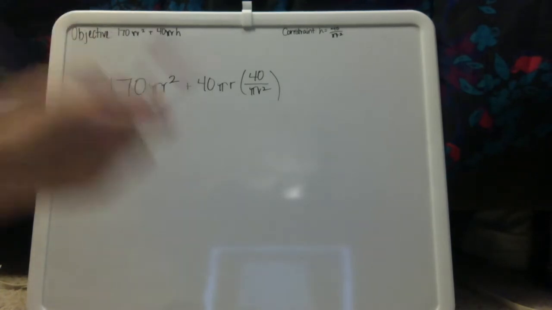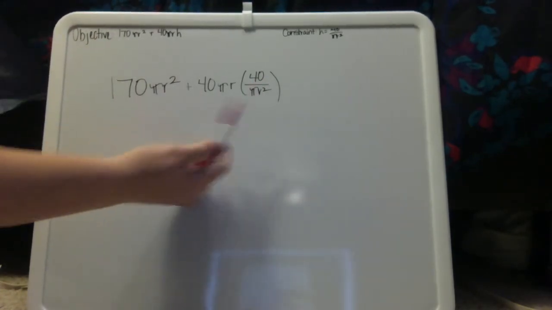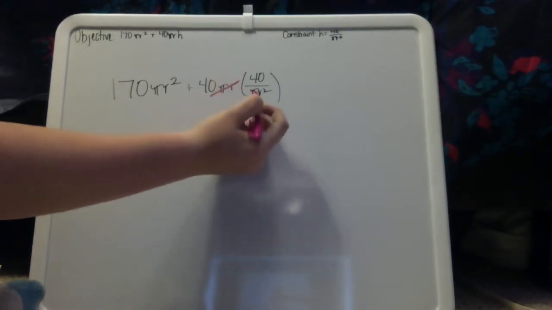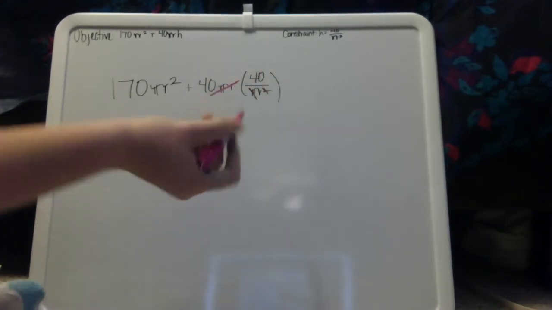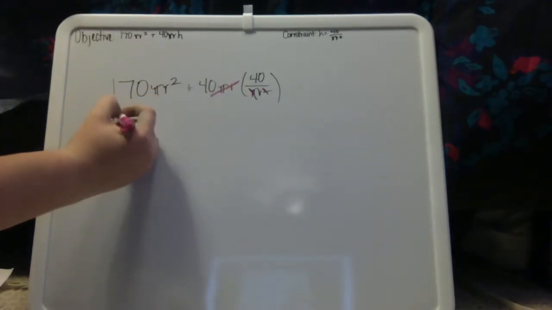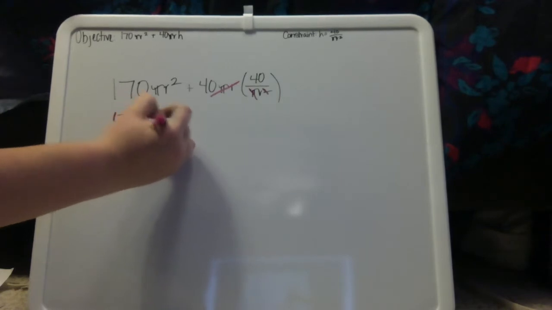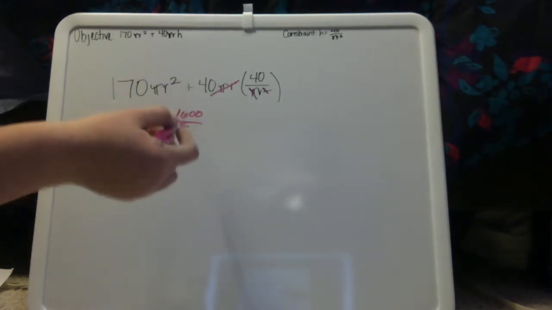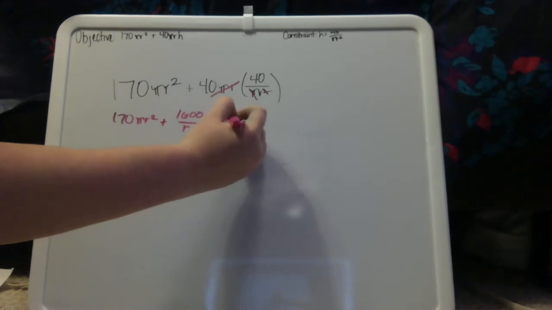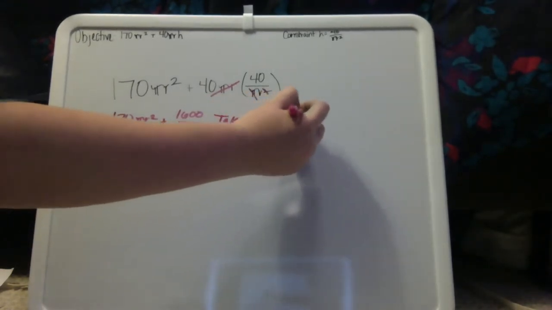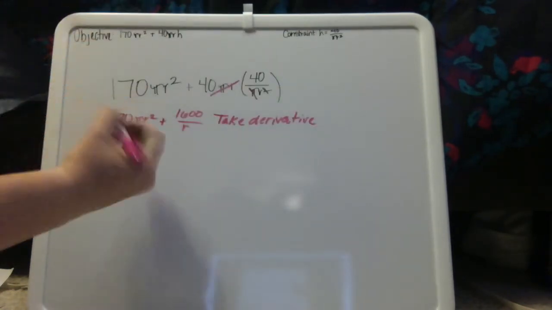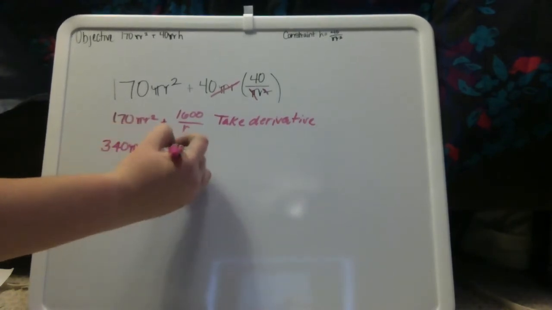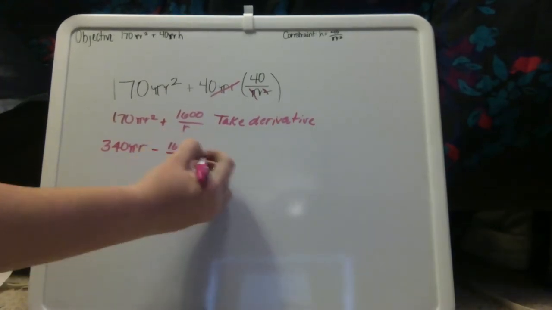So once we put our constraint equation in our objective equation, this is what we get. However, this pi and r cancel with this pi and r because you're technically dividing them. So those go away, and you're left with only one r in the bottom. Now, 40 times 40 is 1600, so you get 170 pi r squared plus 1600 over r. Now, what you'll do is you take the derivative and you set it equal to 0. So this would become 340 pi r minus 1600 over r squared equal to 0.